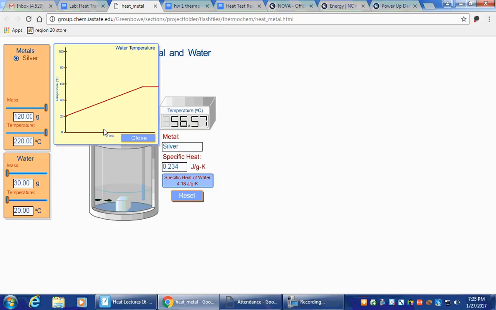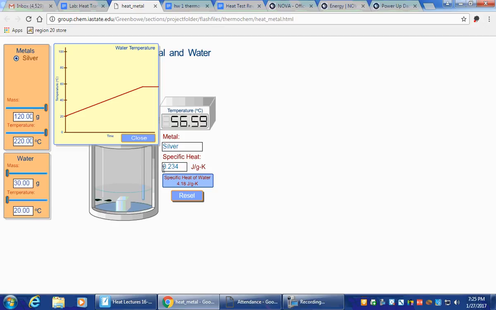And yet you don't see a gigantic shift in the temperature, right? This is 220 degrees versus 20. It's 200 degrees hotter than the water, yet look at the final temperature, right? Look at the final temperature. It's not right in the middle. It's not even close to 220. So let's look at why.